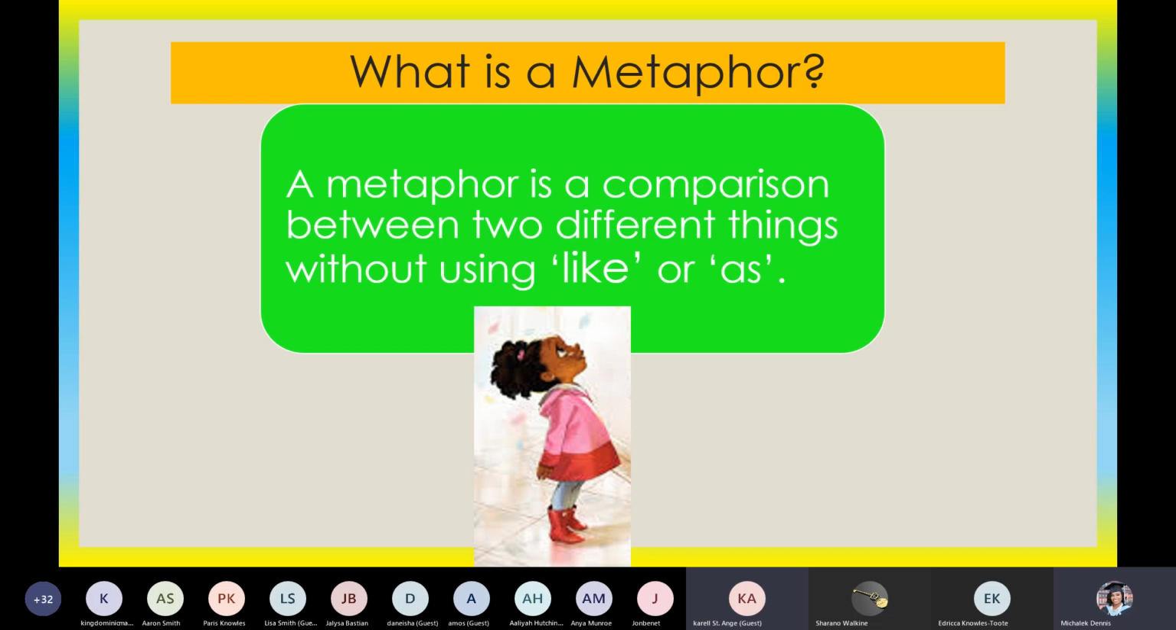Anyone? What's a metaphor? We said it earlier. A figure of speech. All right, it's a figure of speech. But what is a metaphor? I see someone answer. Ebony says to compare two things without using like or as. Not using like or as. Very good, Ebony. Good job. So you are correct. A metaphor is a comparison between two different things without using like or as.